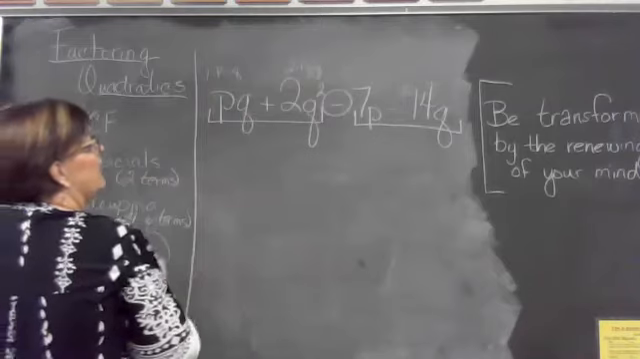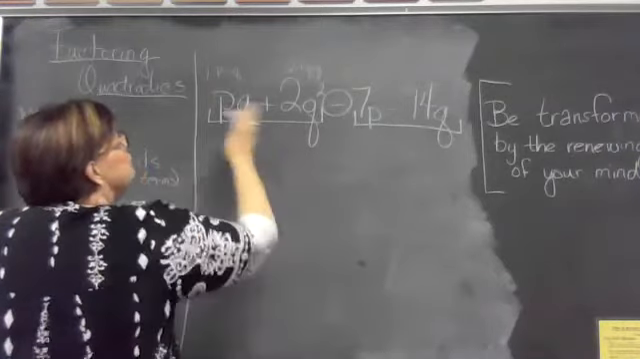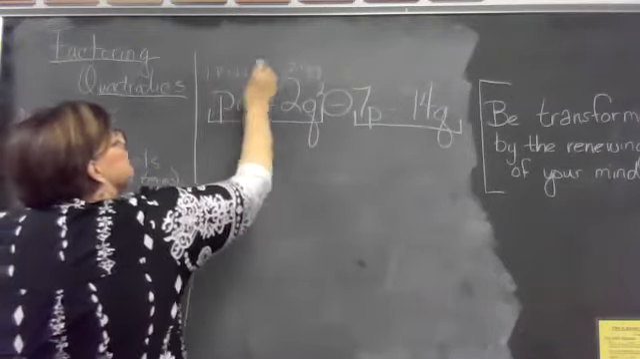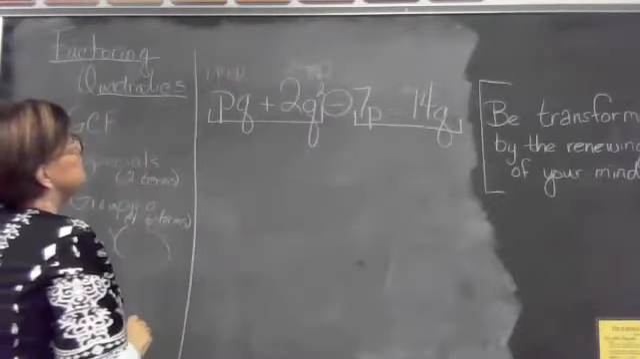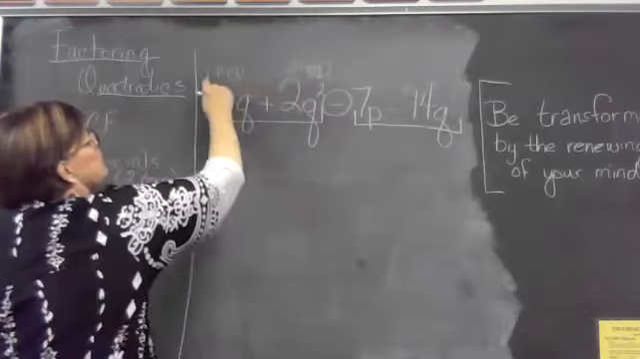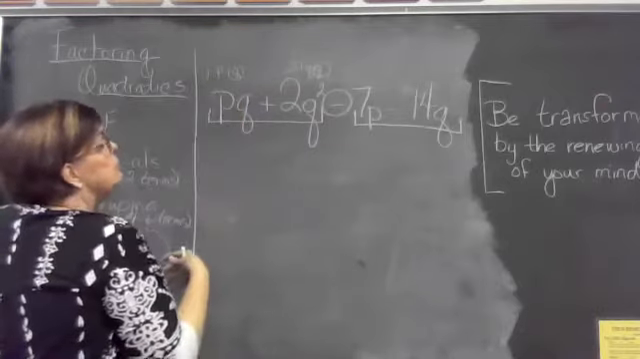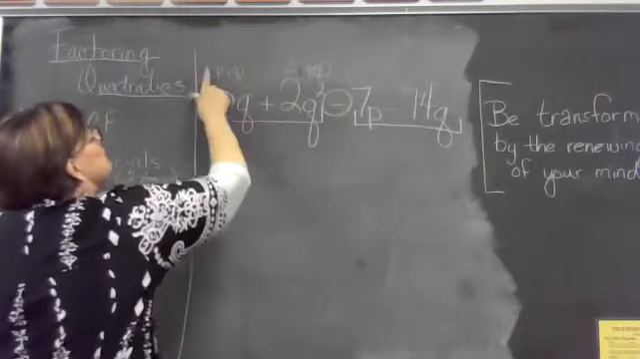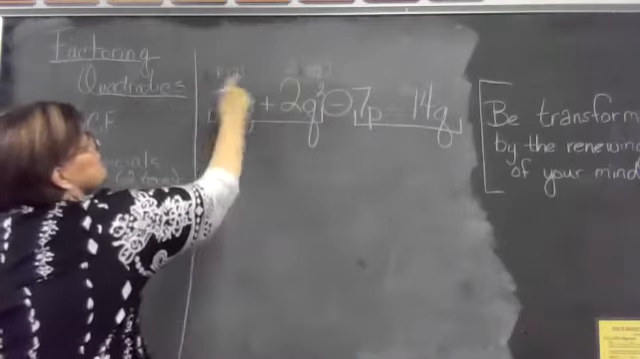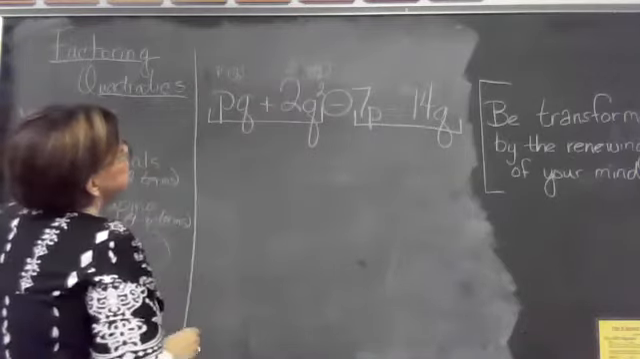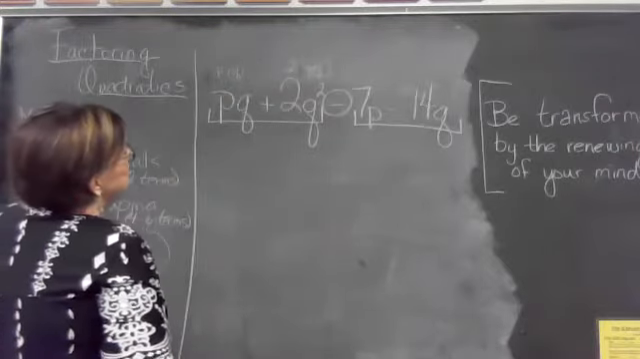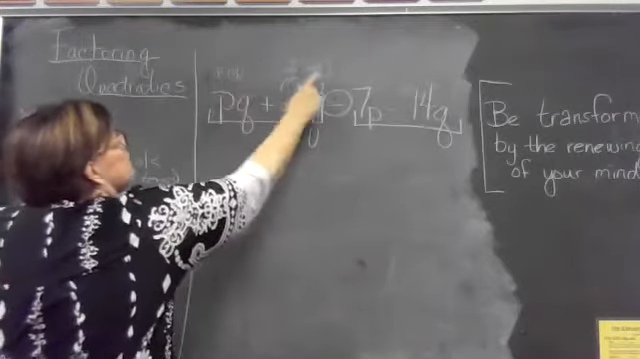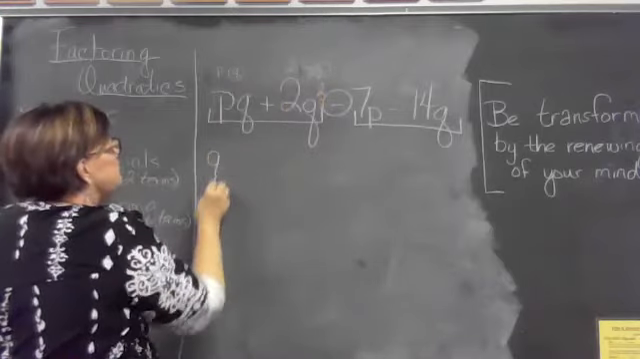So I need to find what is common in both of those. There's a Q here and a Q here. Do y'all see? Now, of course, the 1 is common, but it's usually invisible, so we're not going to mess with the 1. This has a P, but that one doesn't, so I can't use the P, and I can't use the 2 because it has to be in both pieces. So my greatest common factor is a Q.